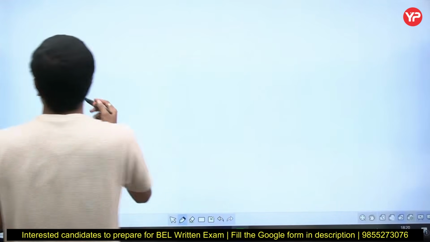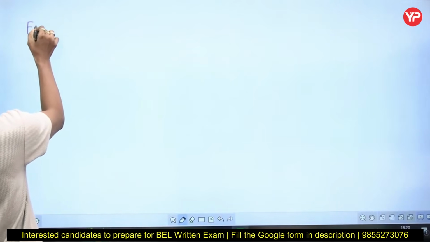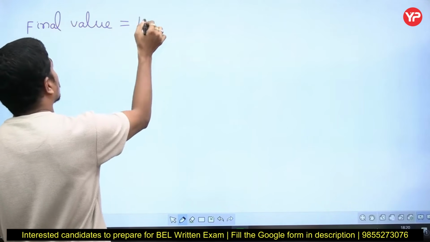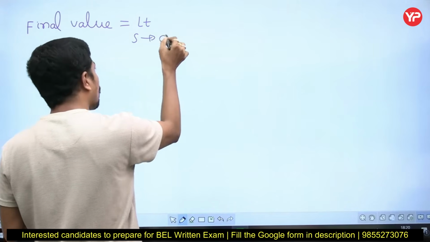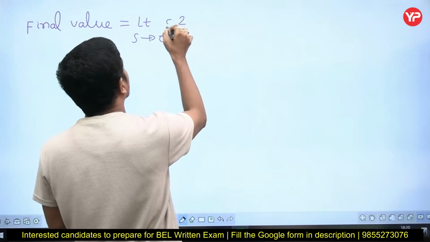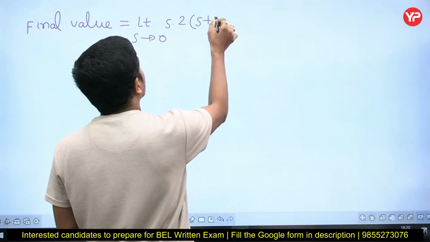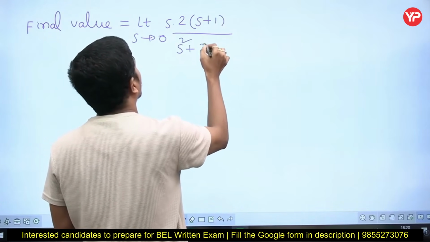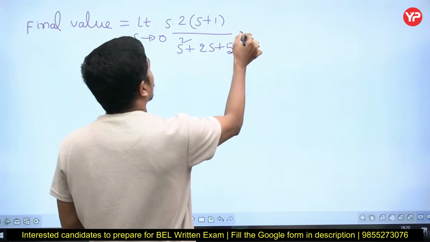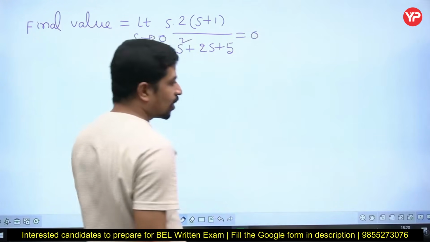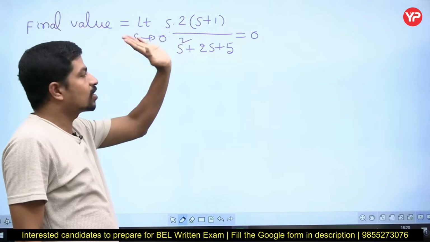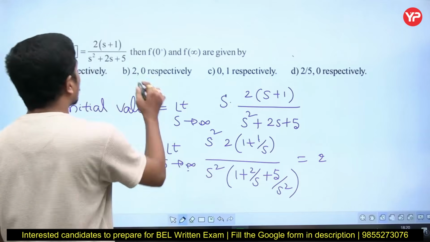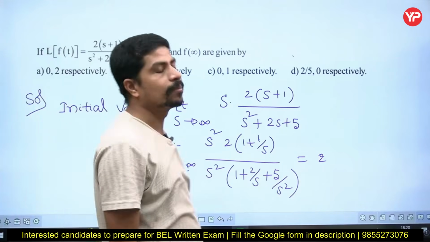What is the final value in S domain? Final value is equal to limit s tends to 0, 2 into s into (2s plus 1) by (s square plus 2s plus 5). Something into 0 will be 0. Check it. 0 into anything is 0. The answer is 2 comma 0 respectively. Option is B.